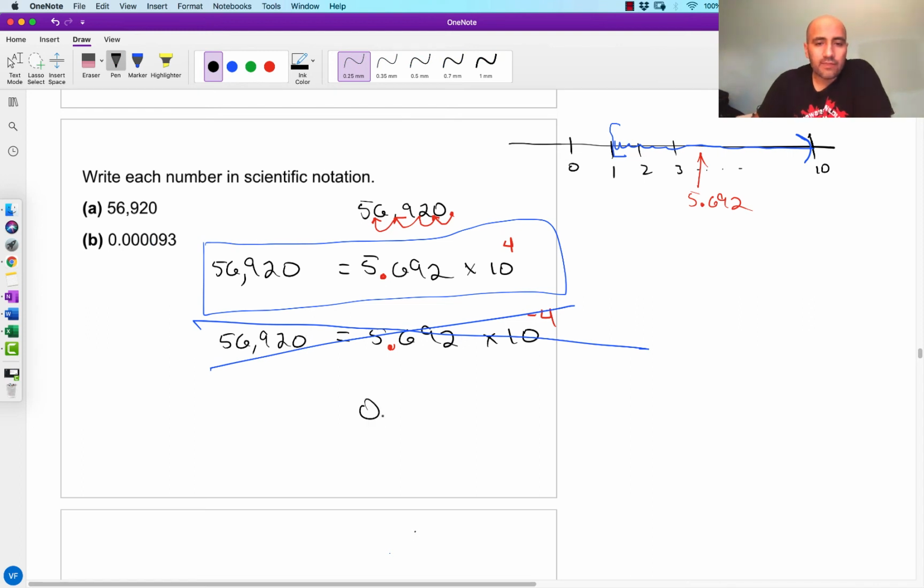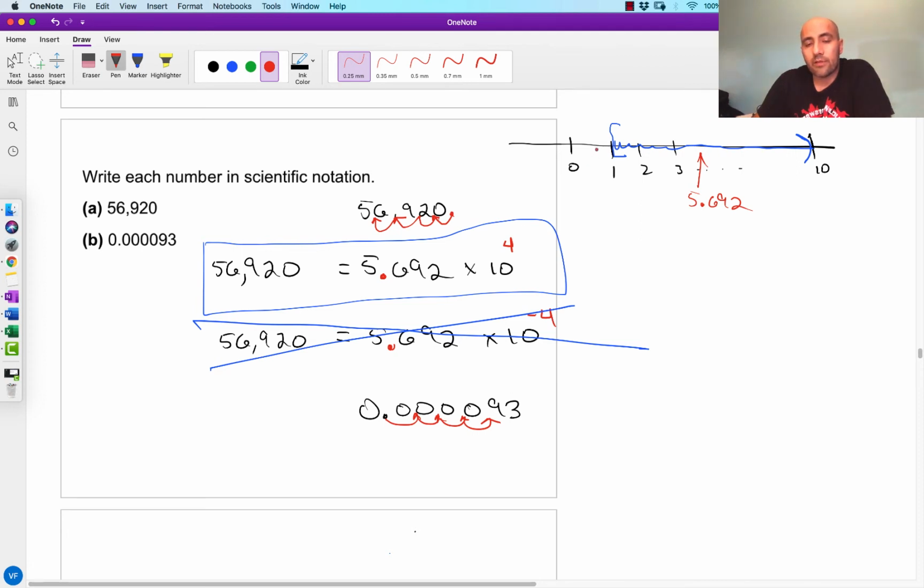Again, we have 0 point, and now there's 1, 2, 3, 4 zeros, and a 93. And of course, this decimal value is very, very small. It's not in that range. So we've got to move it over 1 space, 2 spaces, 3 spaces, 4 spaces, 0.93. That's going to be over here somewhere, right? So that's still not good.